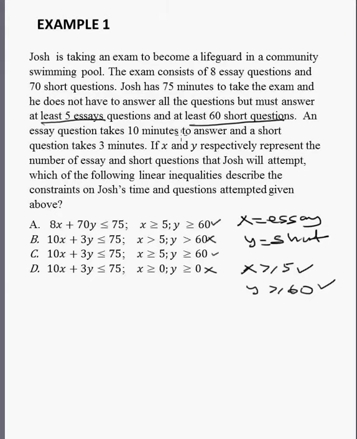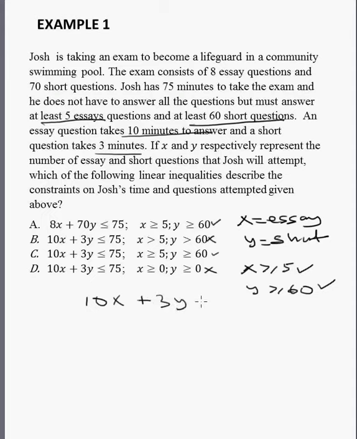Now, an essay question takes 10 minutes to answer, and a short question takes 3 minutes to answer. What this is saying is, remember, there's a condition of time. If you answer x essay questions, you're going to need 10 minutes for each one. That means you're going to have to do 10x. And if you answer short questions, each needs 3 minutes, so it's going to be 3 times y.